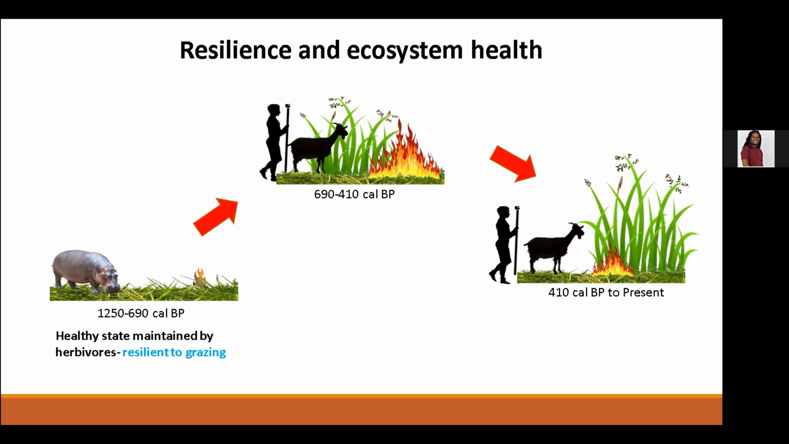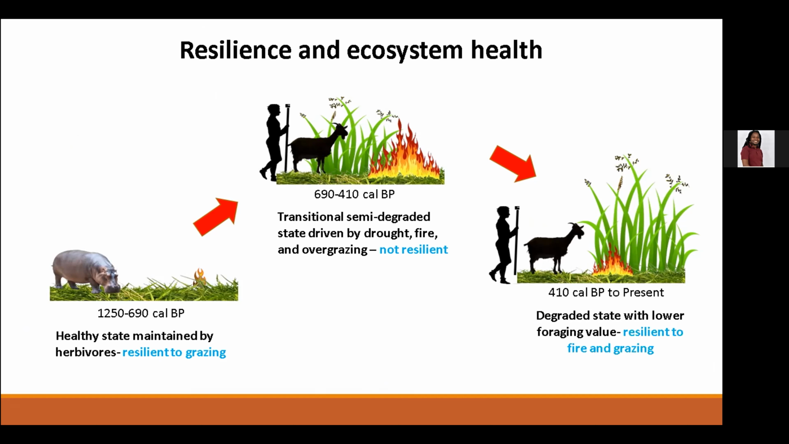So we can consider that the first state, from 1250 to 690 cal BP, was a healthy state maintained by herbivores. This state was able to sustain heavy grazing, like a high herbivore pressure. Whereas from 690 to 410, we can see a transitional state where there was high fire and high herbivory. This was driven by drought, fire, and overgrazing. We can see that this state is not really resilient, as there was actually overlap between this and the other two states.